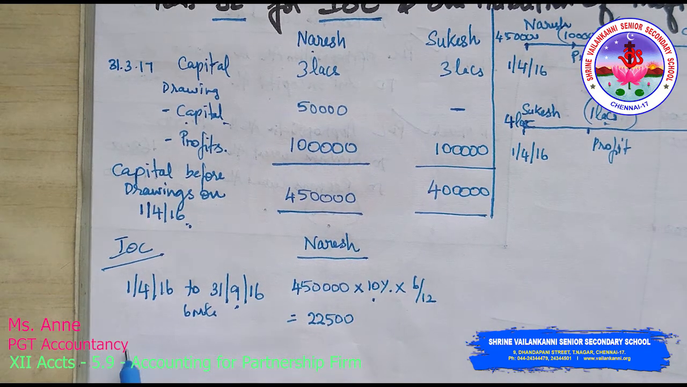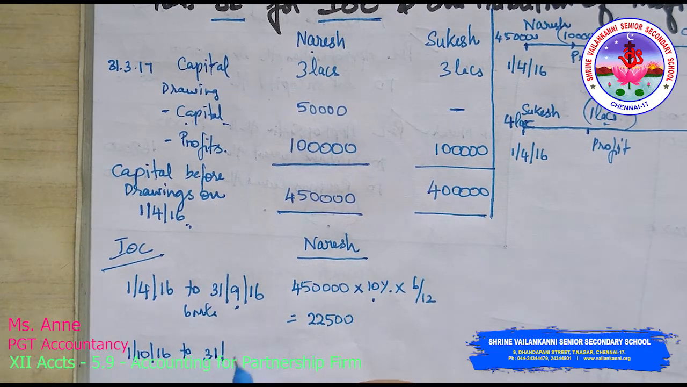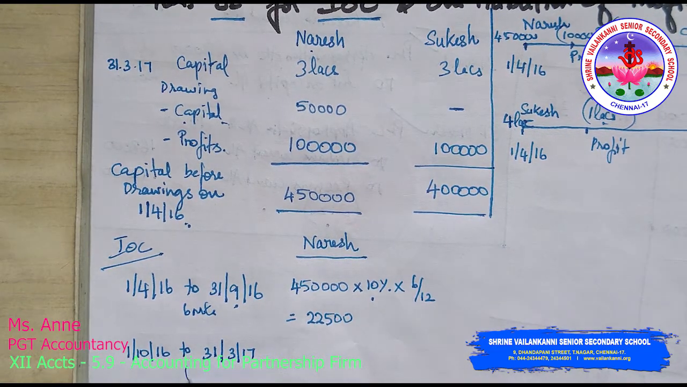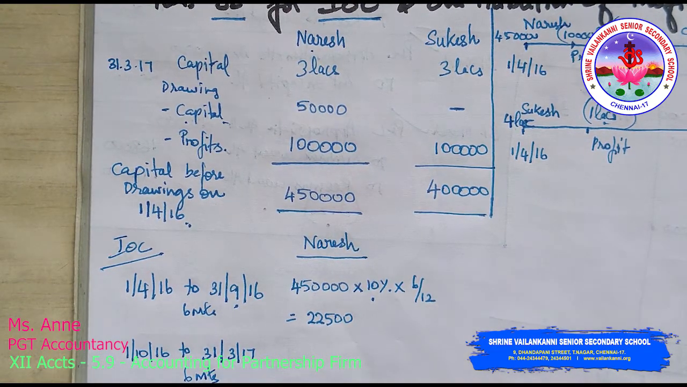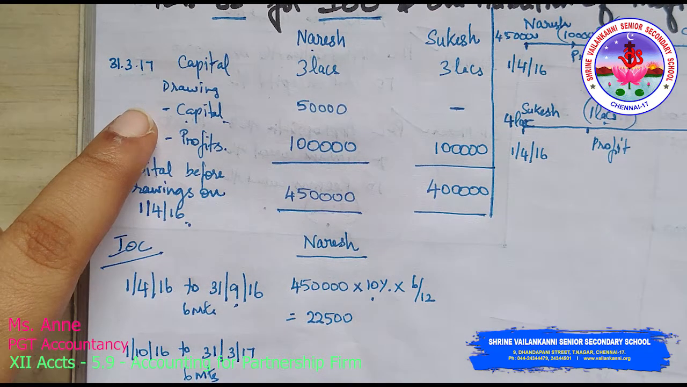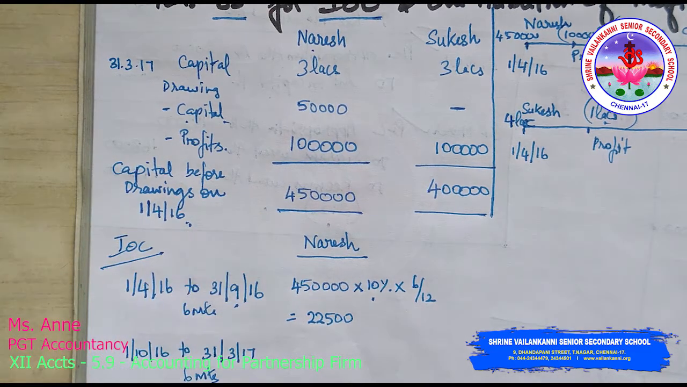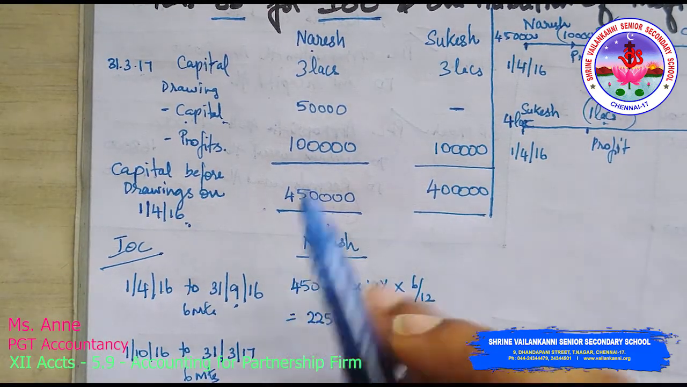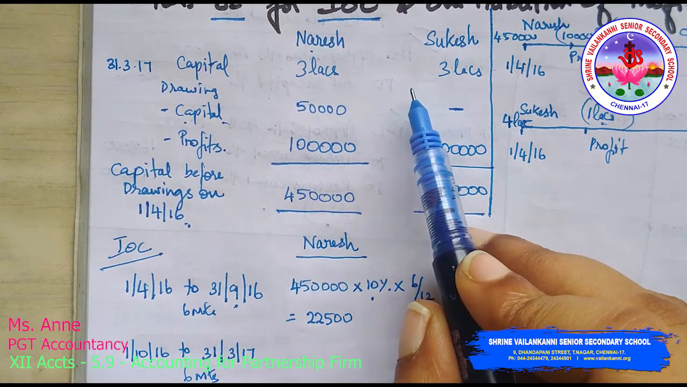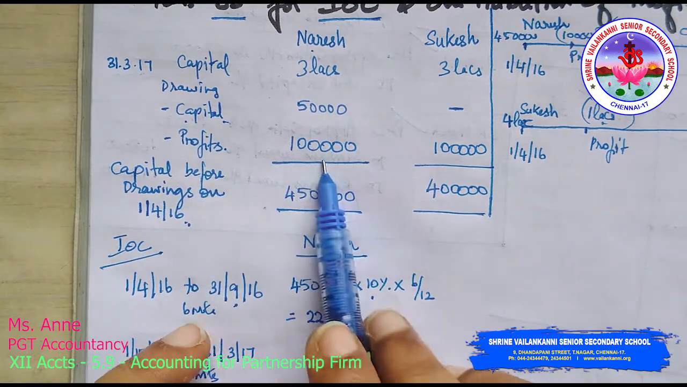Next, from 1/10/2016 to 31/3/2017, the second half year, the second 6 months, you know that there is a withdrawal of 50,000 also. So what you have to do is take it that this 50,000 is gone because it is a withdrawal of capital. Another 1 lakh is gone.